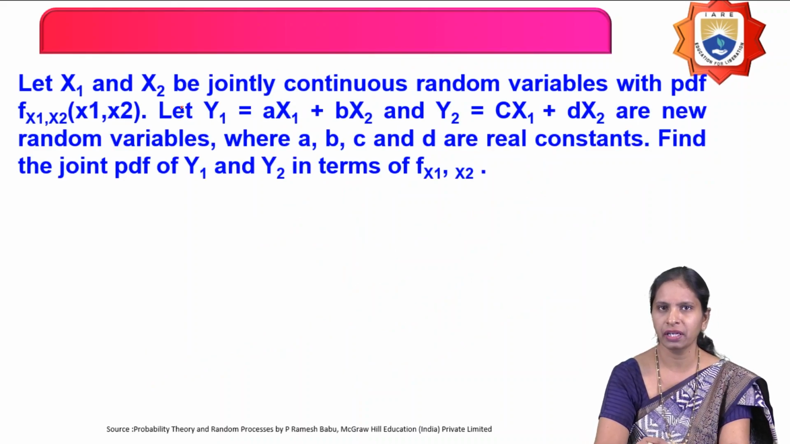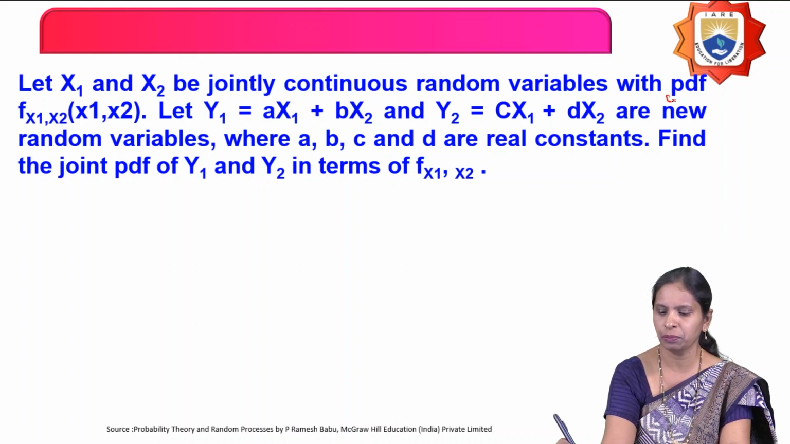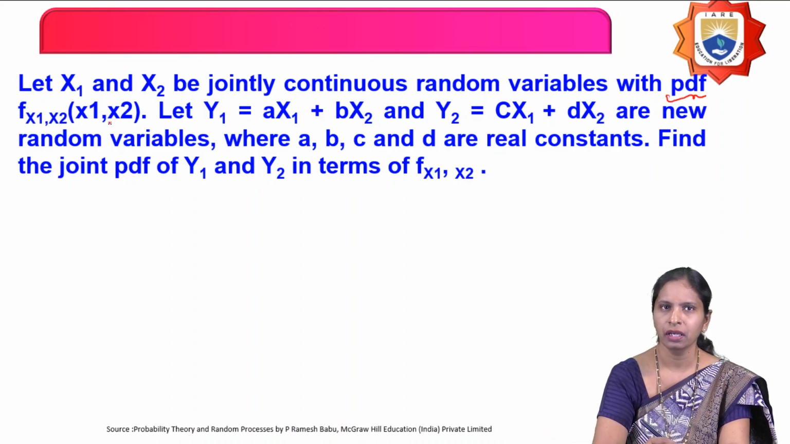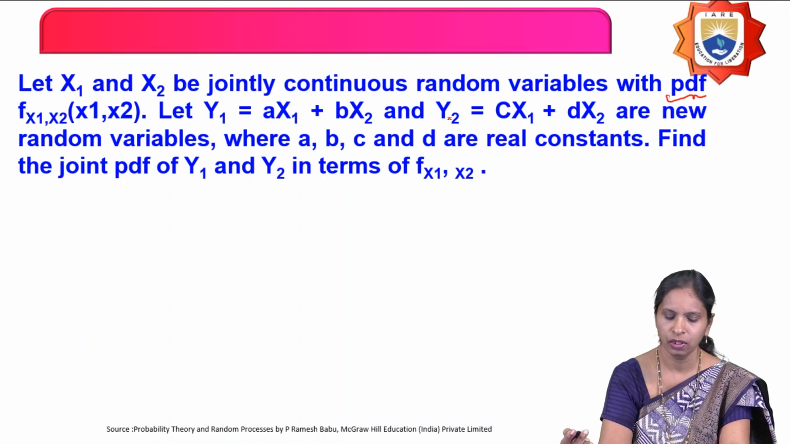So let x1 and x2 be jointly continuous random variables with PDF, the probability density function, f of x1, x2 of x1 comma x2. And let y1 equal a x1 plus b x2 and y2 equal c x1 plus d x2 be new random variables, where a, b, c and d are real constants. Find the joint probability density function of y1 and y2 in terms of f of x1, x2. So what does it mean?